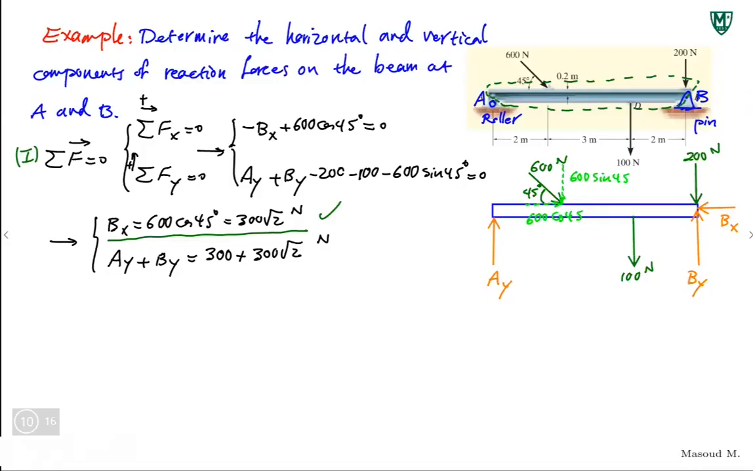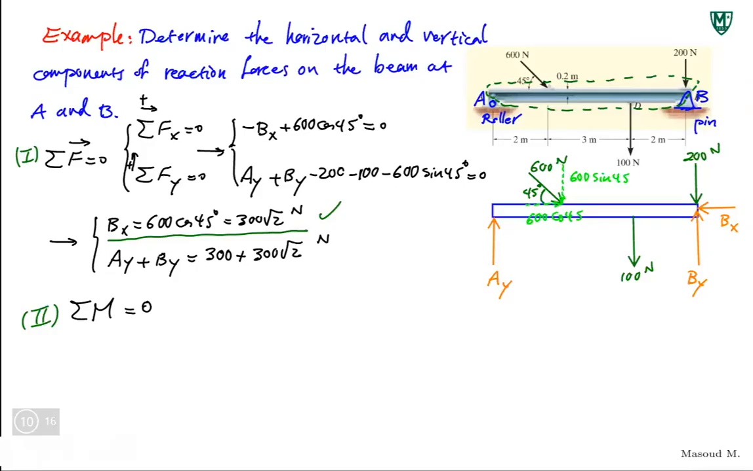All right, so the second part, the second equation that I can use. Obviously now I have an equation where Ay and By are both unknowns, so I have one equation and two unknowns. I can't solve that. I need another equation. So for that, I'll take a look at moment. Now, where should I take the moment about?